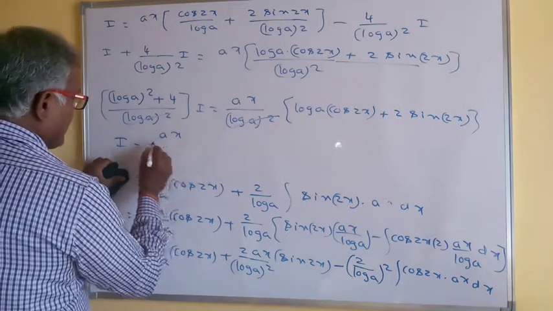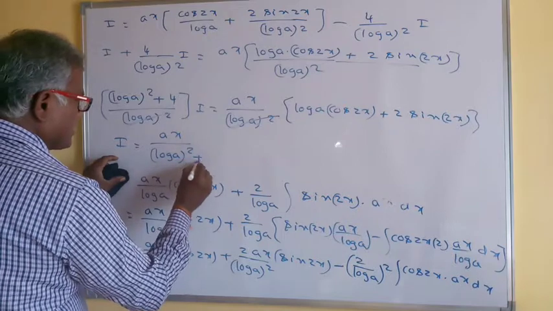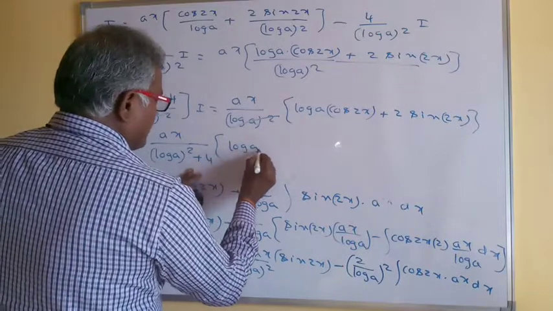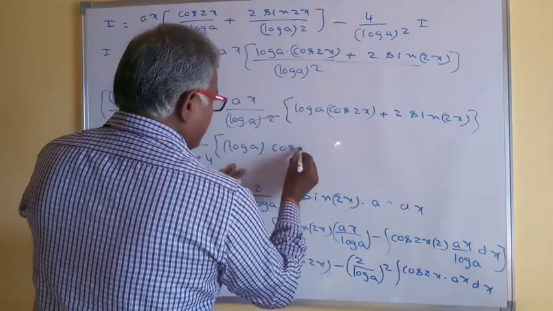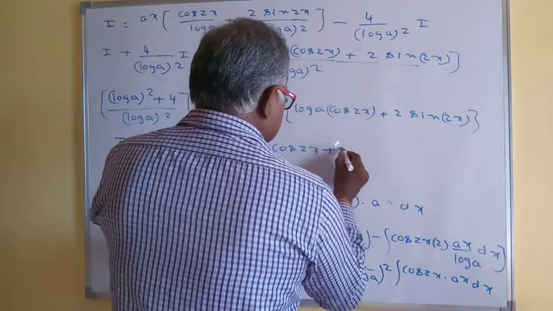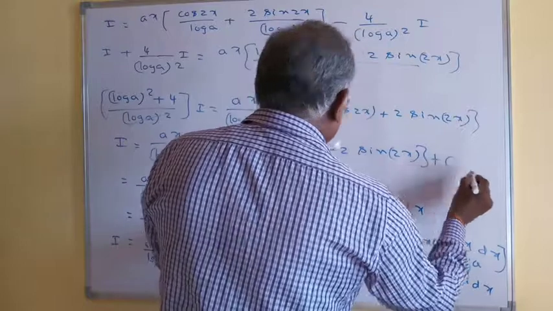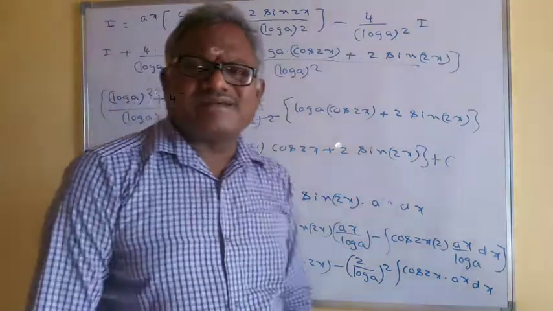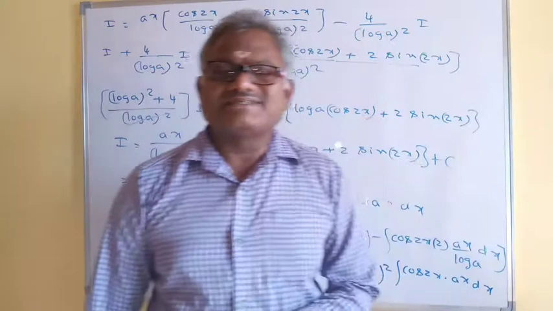So the final answer is, finally we got the result: I is equal to a power x divided by log a whole square plus 4, into log a into cos 2x, plus 2 into sin 2x, plus c. So this is the solution for this problem, a power x into cos 2x.